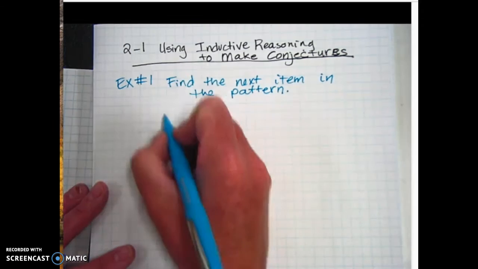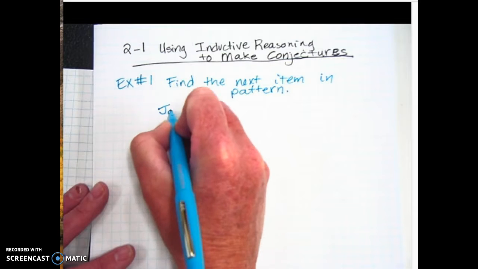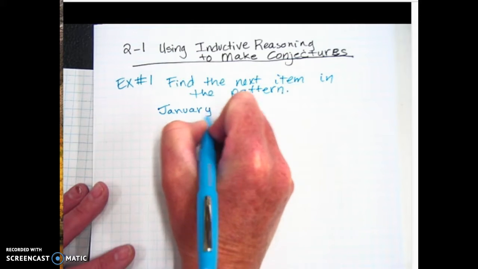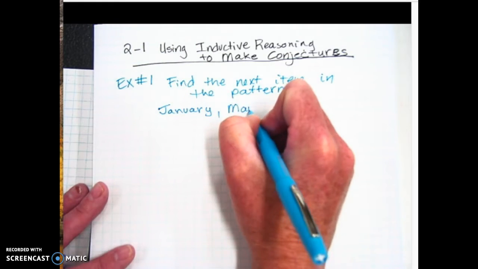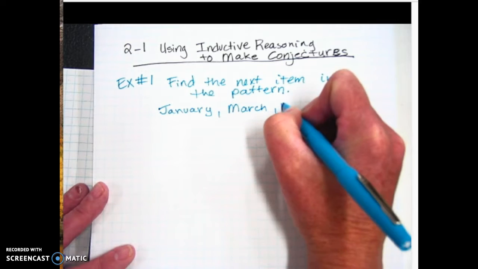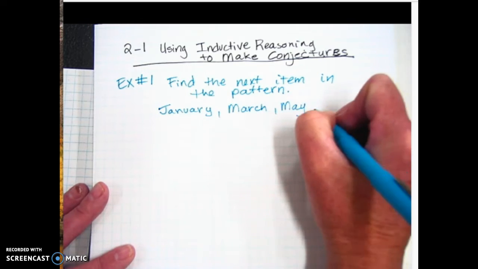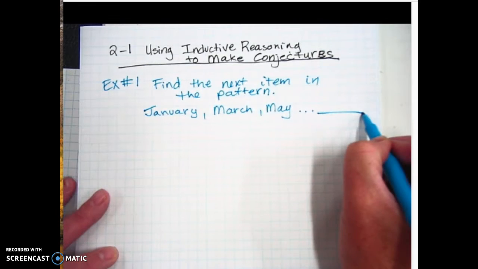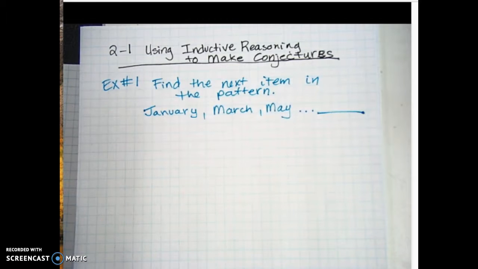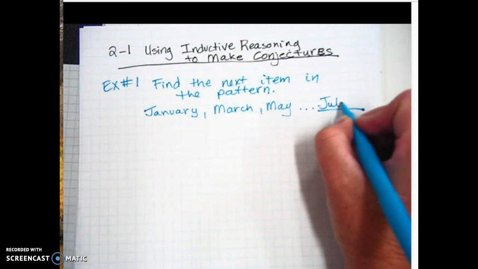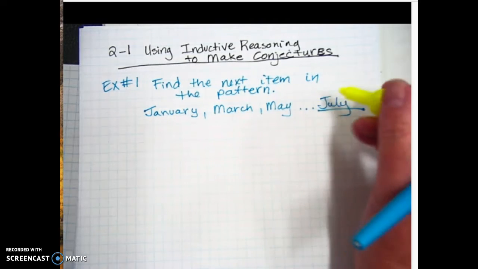All right, so if they give you January, March, May, they'll want you to find the next item in the pattern. Pretty complicated. Who thinks they can find the next item in this pattern? Yes, ma'am. July. So July is the next item in the pattern.